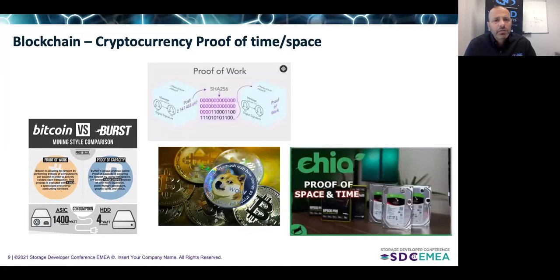So we see today those mine farming companies that acquire a lot of energy. And there's a new concept in the market. It's called proof of time and space. Two good examples for that are the Burst coin and the Chia coin that are now working around that principle. Instead of relying on proof of work on compute, now you rely on storage, on capacity. And the way it works, there are two different stages to enable that.